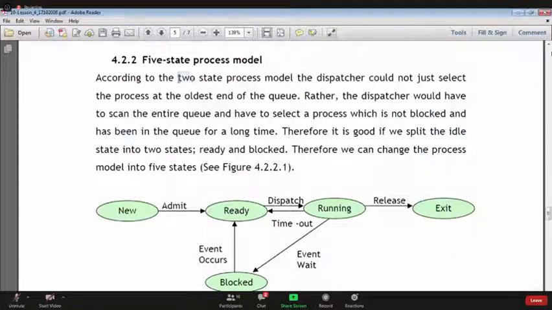According to the 2-state process model, the dispatcher could not just select the process at the oldest end of the queue. Rather, the dispatcher would have to scan the entire queue and select the process which is not blocked and has been in the queue for a long time. So in the earlier model, you don't know whether it is blocked or ready.